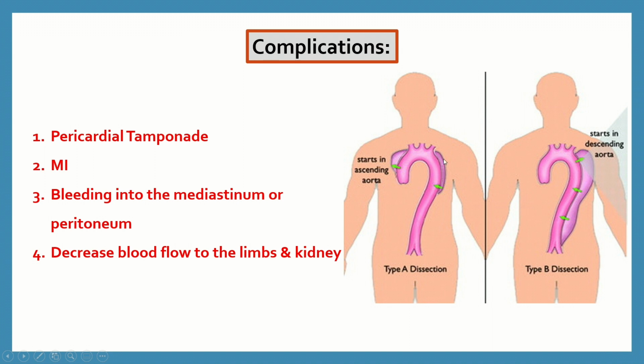So if the dissection propagates upward, it can block the blood supply to the coronary artery, causing myocardial infarction, or it can rupture and bleed into the pericardium, causing pericardial tamponade, or rupture into the mediastinum. If the dissection propagates downward, it can rupture into the peritoneum, or it can compress the blood supply going to the kidney or limbs.